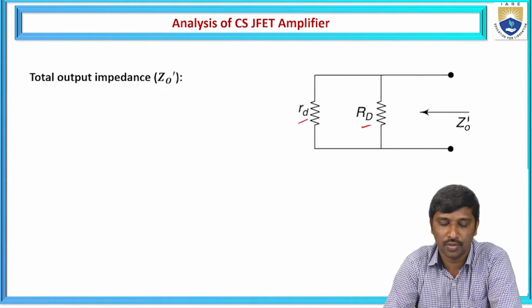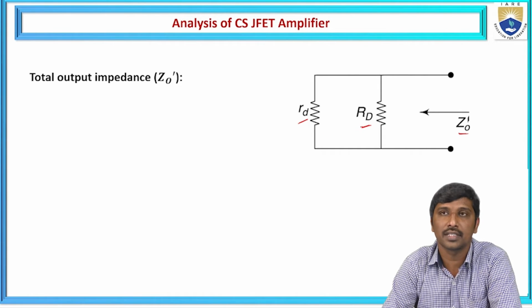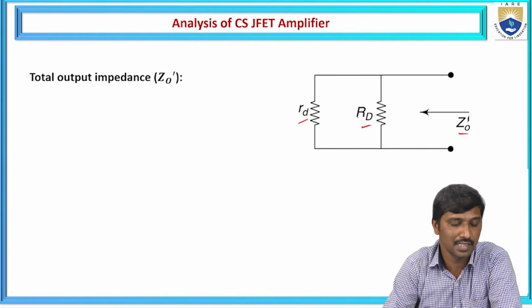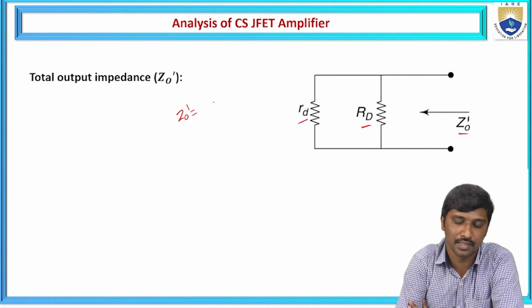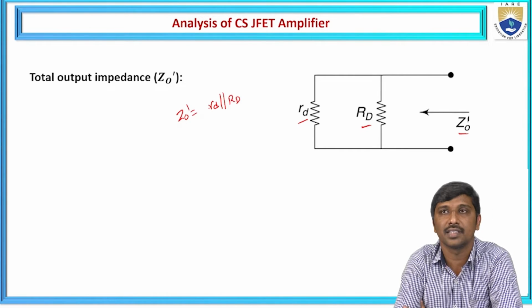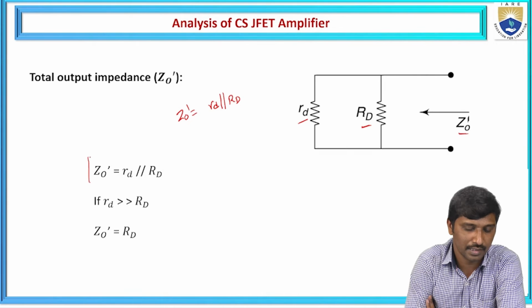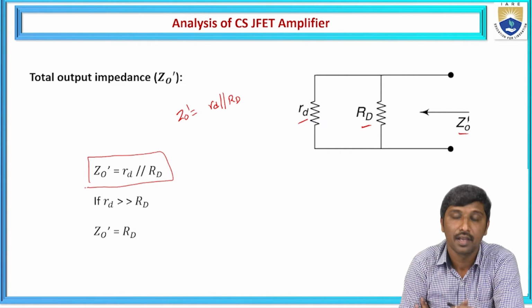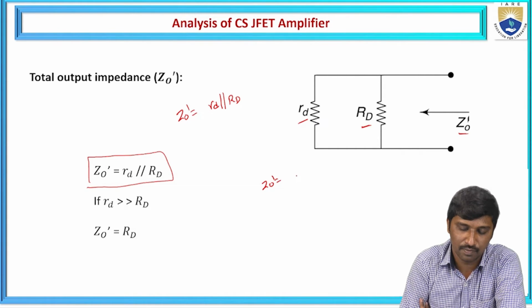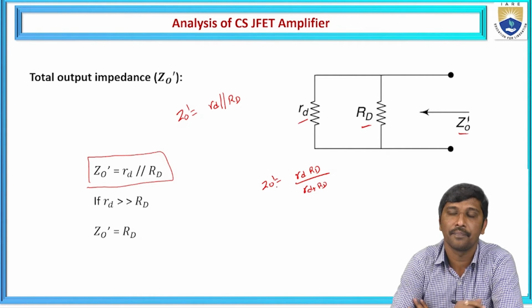For this case, I am going to calculate the total output impedance, represented as Z0 dash. From this network, we can observe that the two resistances are in parallel configuration. Hence the total output impedance Z0 dash is the internal drain resistance in parallel with the external drain resistance, that is capital RD. So Z0 dash becomes small rd into capital RD by small rd plus capital RD.